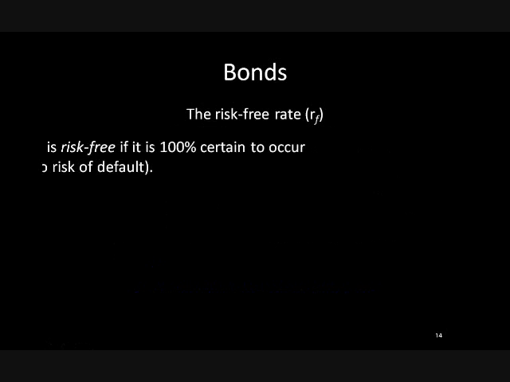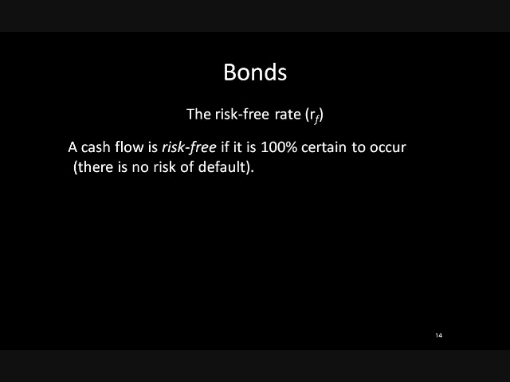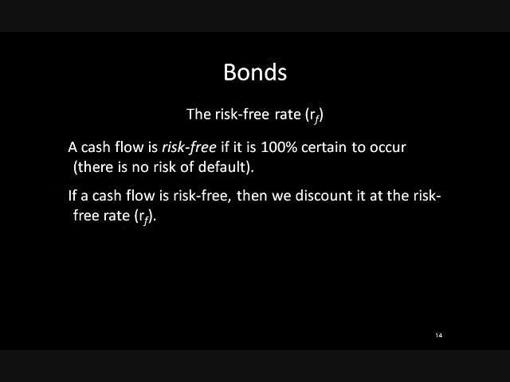Okay, so the risk-free rate, which we denote as R sub F. A cash flow is risk-free if it is 100% certain to occur. That is, there is no risk of default. And that's the assumption we've been making up until now, that our investments are 100% certain to pay off. There's a 0% chance of default. If a cash flow is risk-free, then we discount the cash flow at the risk-free rate. That just means that we use the risk-free rate to generate the discount factor to calculate the present value of the cash flow.